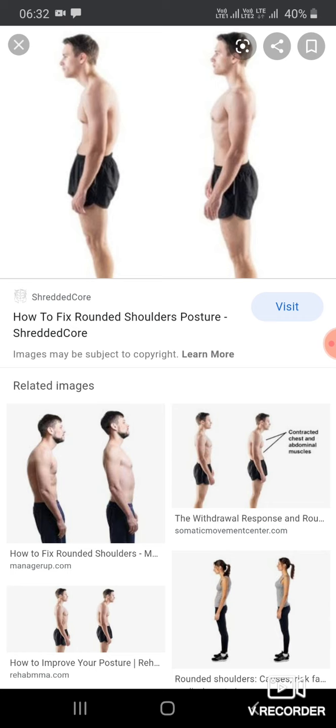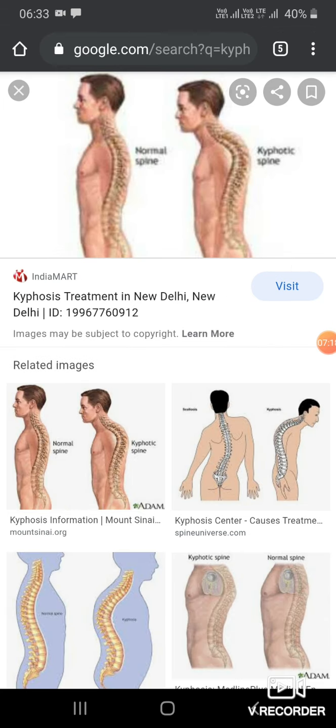Okay, now we have to discuss about kyphosis. Kyphosis is a spine problem. Your back spine near the neck is curved. Also see this type of picture is clear. This type of deformity is kyphosis.